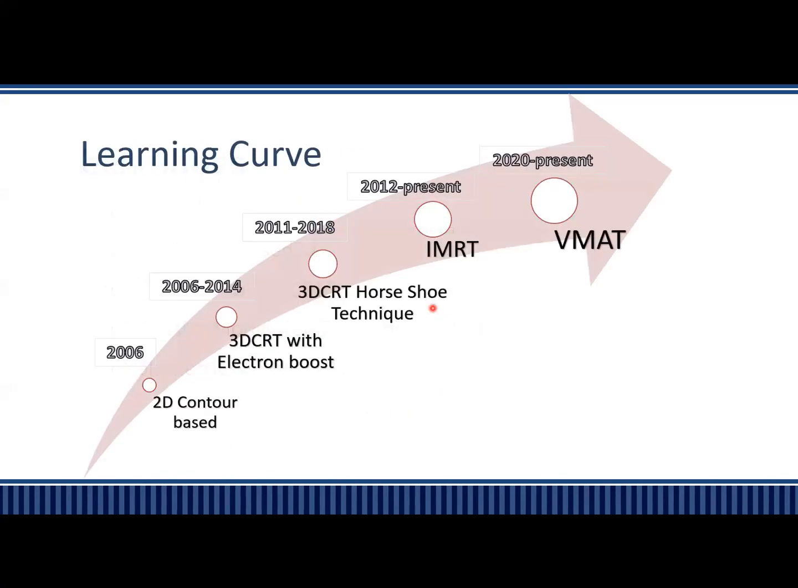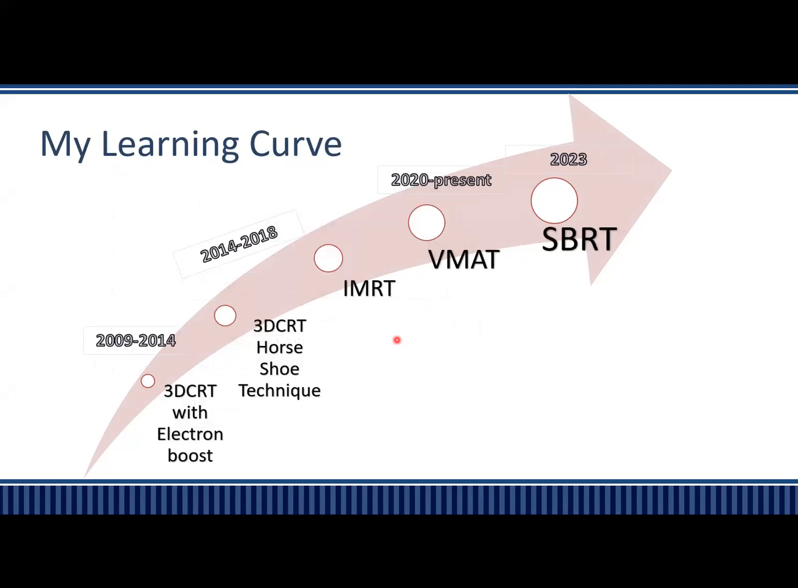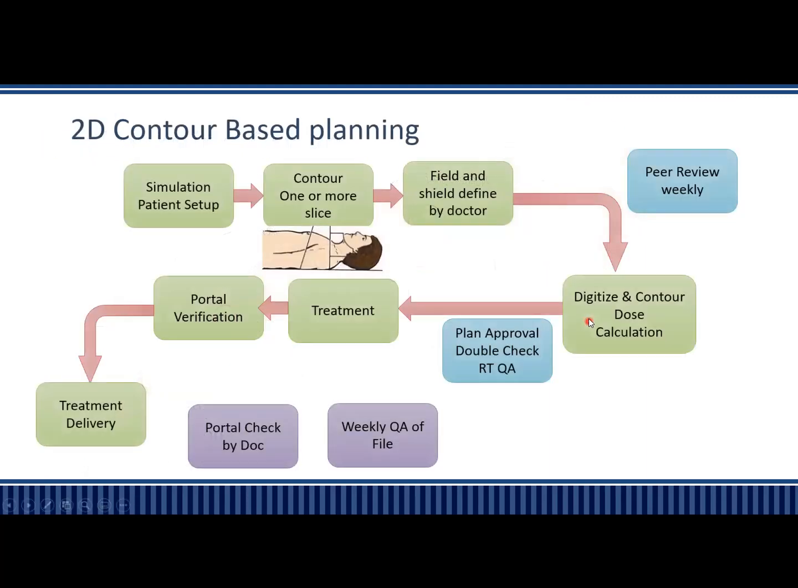And this is a learning curve of our Aga Khan University Hospital Radiation Oncology Department. This is my learning curve: I started in 2009 with 3D CRT. Then in 2014, I learned how to make horseshoe plans and 3D CRT techniques, avoiding electron boost. Then we got IMRT in 2012, and in 2020 we started VMAT. Hopefully we'll be going into SBRT in 2023. Also, in VMAT and IMRT, there is an option of MCO-based planning.